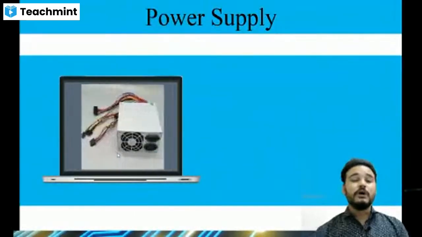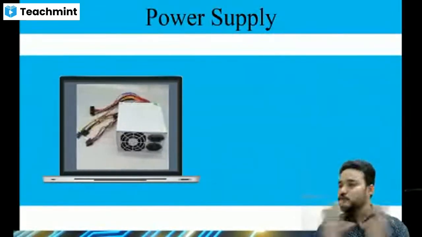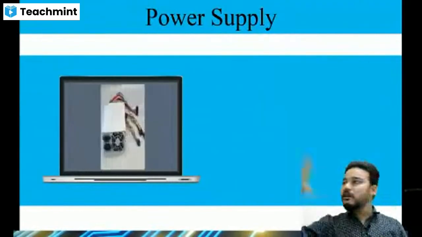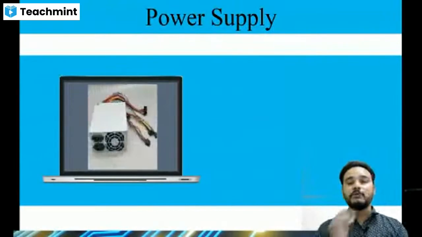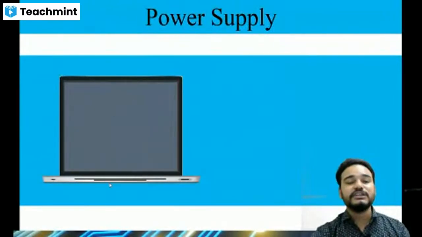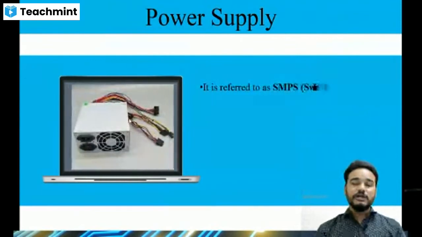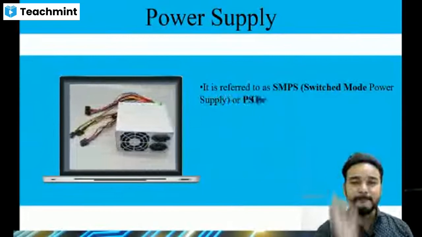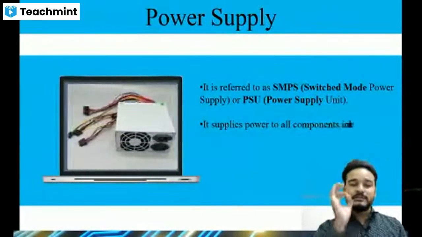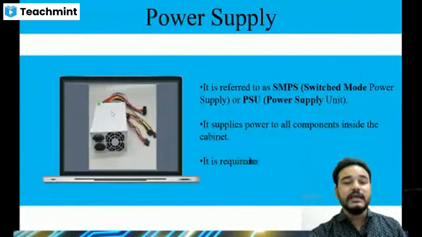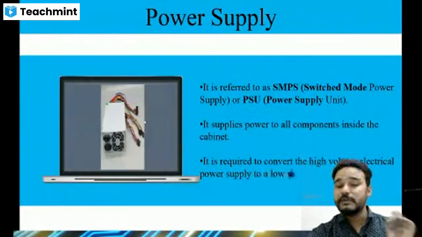So listen, we know that our computer is an electronic device, so it requires power. From where do we get that power? We have our electricity board or switches. From those switches we bring power supply to your CPU and connect it to this power supply unit, which is also known as SMPS. SMPS means switched mode power supply. We also call it a PSU, that is, power supply unit.